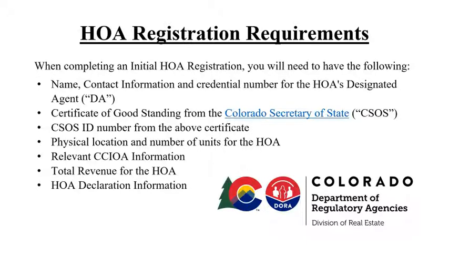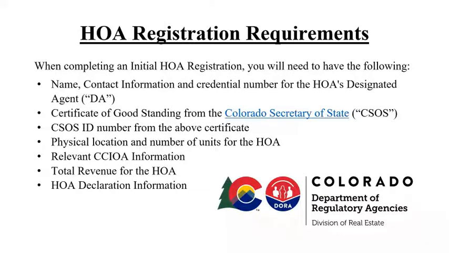Of course, you will need the name and contact information for the HOA's designated agent. A lot of people do get confused about this. The designated agent is not the same thing as the registered agent with the Secretary of State. They are two separate entities. The Secretary of State will have their registered agent, which is their contact person. We here at the Division of Real Estate have a designated agent, which is also known as the contact person on behalf of the HOA.